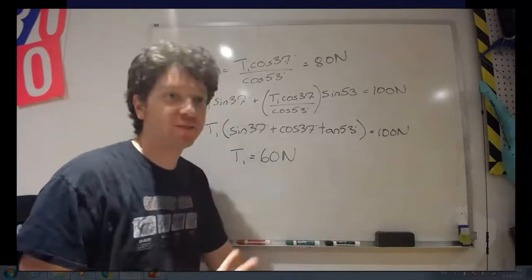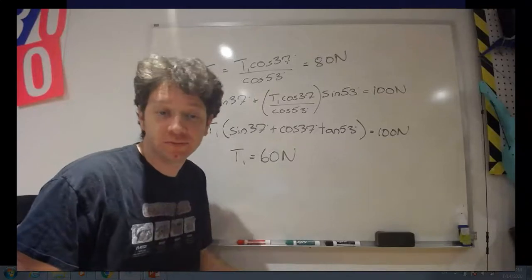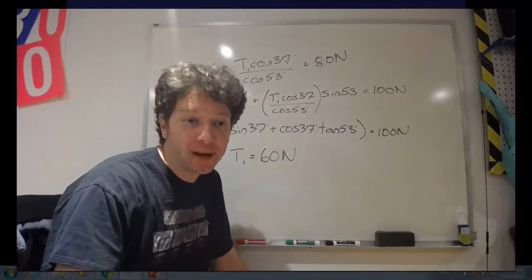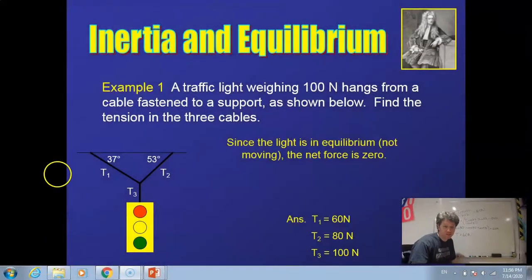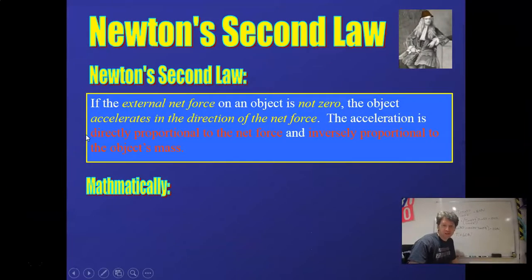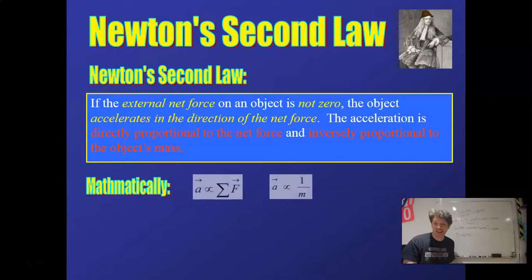Okay, this net force won't always equal 0. Sometimes it'll equal mass times acceleration, which is from Newton's second law. Newton's second law is a lot to say verbally. It says if the external net force on an object is not 0, the object accelerates in the direction of the net force, and that acceleration is directly proportional to the net force and inversely proportional to the object's mass. We can say F equals ma, right? So we all remember this equation.